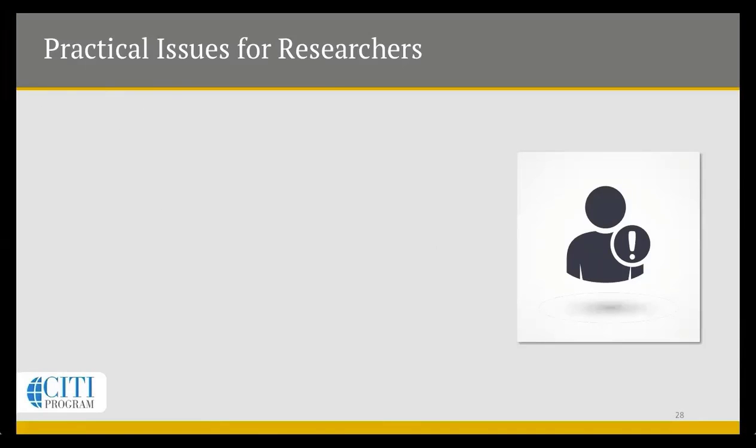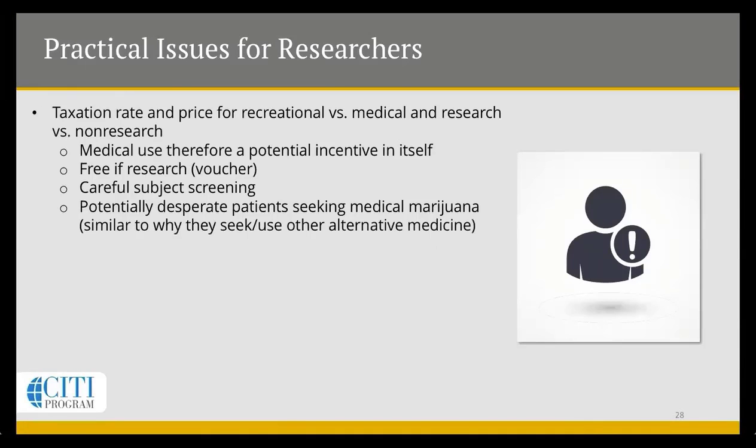So what are some practical issues for researchers? The taxation rate and the price for recreational versus medical and research versus non-research marijuana tend to vary from state to state. Medical use could therefore be a potential incentive in itself because it's cheaper for folks to be getting it for medical purposes. Also, for research subjects, they can get it for free by voucher programs with the suppliers.